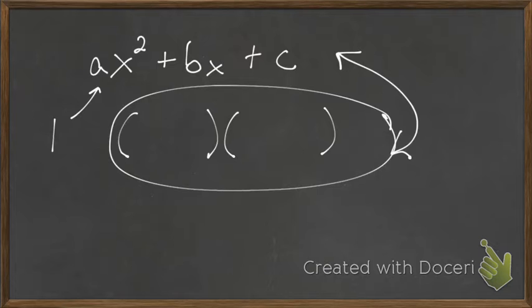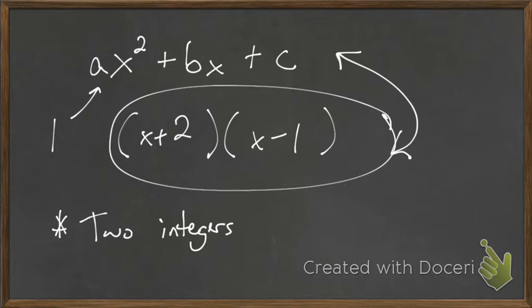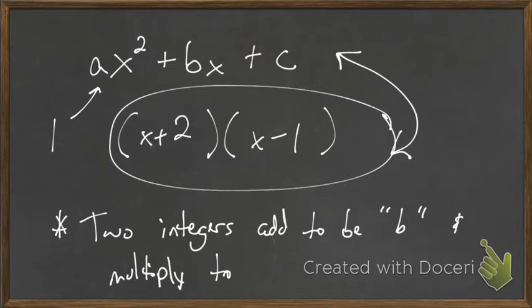So, from that pattern we established in the warm-up, what we need to do is get our 2 integers. So there's the 2 integers in our binomials. So like, for example, we had x plus 2 and x minus 1 or something like that, right? The 2 integers need to add to be b and multiply to be c. That's the pattern we established in our warm-up. So they need to add to be b, and they need to multiply to be c. You see?